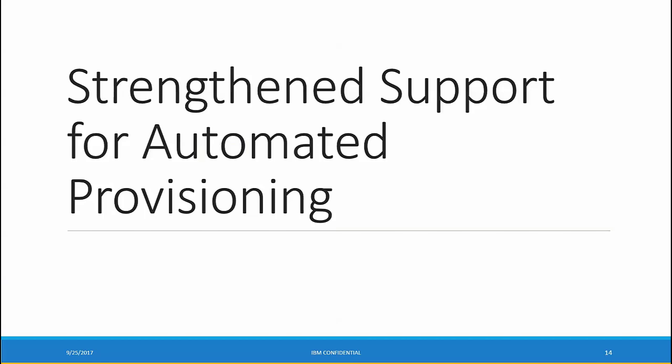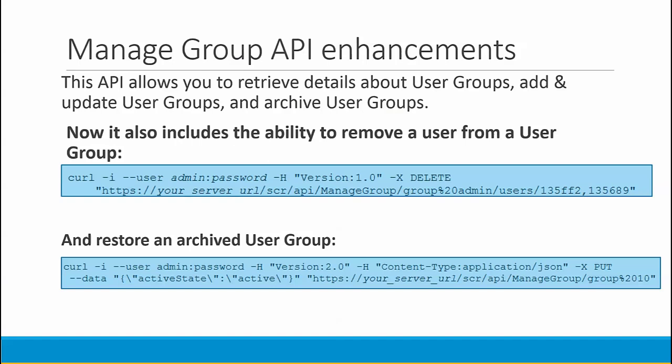So basically, the Manage Group API, which previously allowed the retrieval, update, and archival of user groups, now also allows the removal of a user from a user group, as well as the restoring of an archived user group. So in the first example here, you can see that I'm using the delete method of this API to remove two specific users from the admin user group. And then in the second example, you can see that I'm using the put method to activate or restore an archived group.